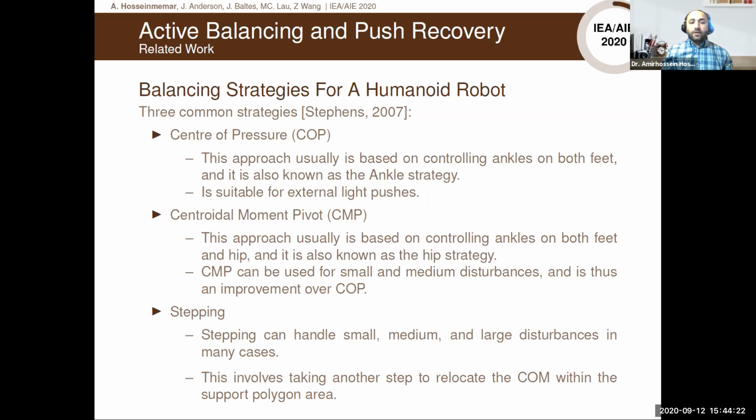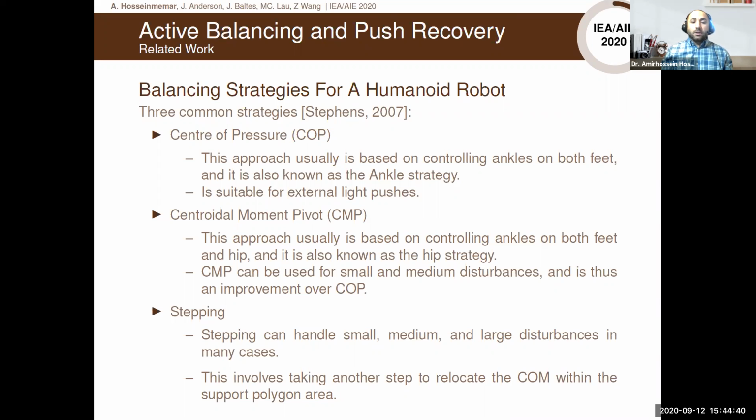Centroidal moment pivot, CMP. This approach is usually based on controlling the ankles on both feet and the hip, and it is also known as hip strategy. CMP can be used for small and medium disturbances and is thus an improvement over COP.